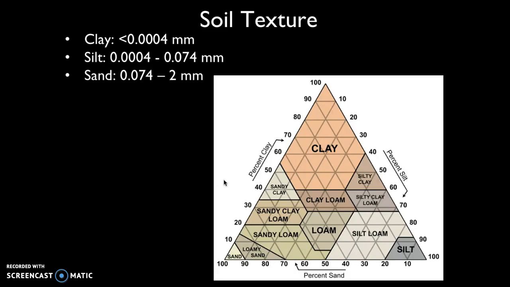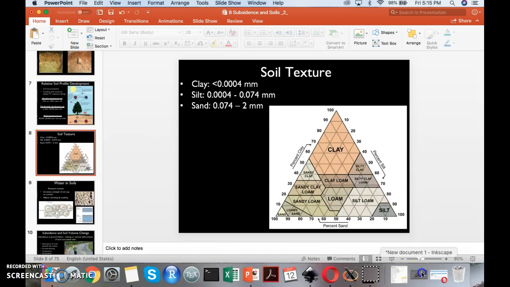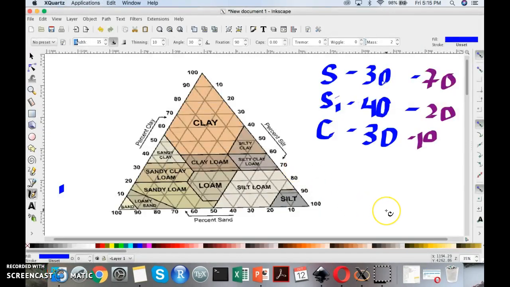Okay? So we're going to do a couple of exercises to find the different types of soil textures given the percentage of sand, silt, and clay. So let's go to that. Okay, so I have two different scenarios here where the soil that I have in blue is going to have 30% sand, 40% silt, and then 30% clay. So let's start with that one.